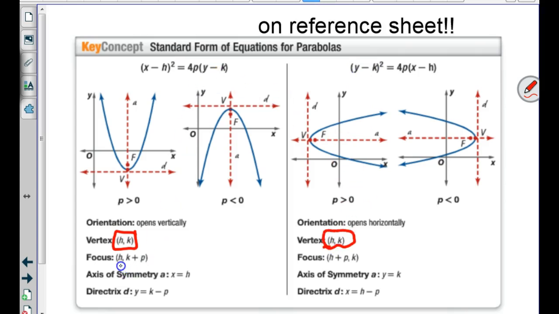Then the focus is going to add p, because it's going to add that distance inside to the focus from the vertex. That's where this comes from. You're adding the p value. The axis of symmetry still goes through the vertex, whichever direction. And the directrix is going to subtract because it's outside of the parabola. So it's h minus p or k minus p, depending if it's horizontal or vertical.